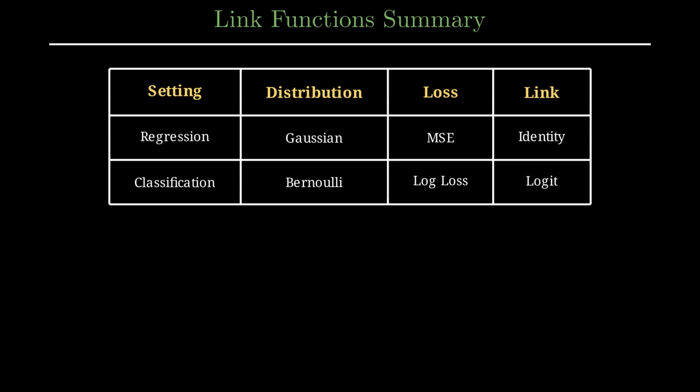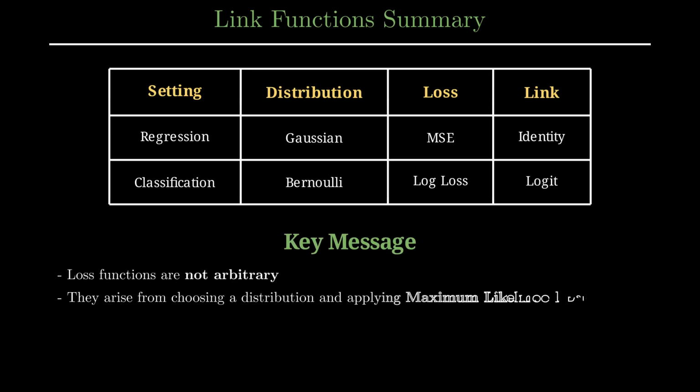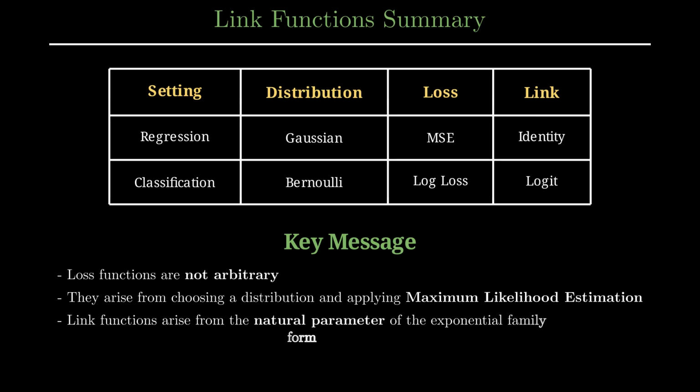To summarize, here is a table of the loss and link functions used in regression and binary classification. Loss functions are not arbitrary. They arise from applying maximum likelihood estimation to a chosen probability distribution. Link functions, on the other hand, come from the natural parameter in the exponential family form of that distribution.